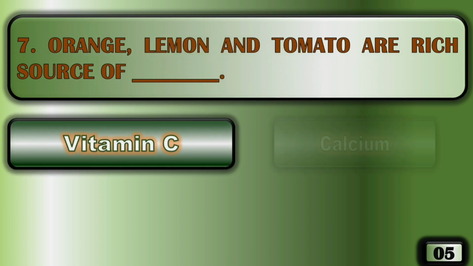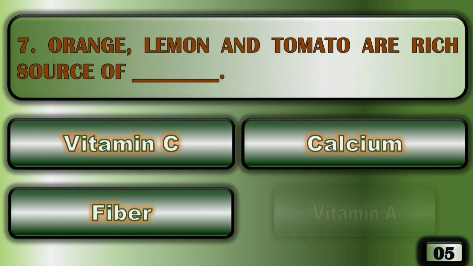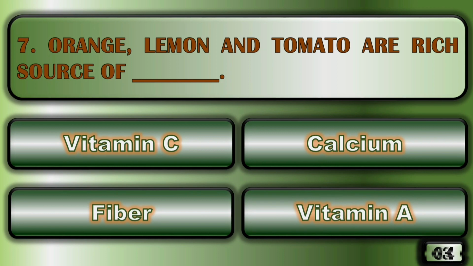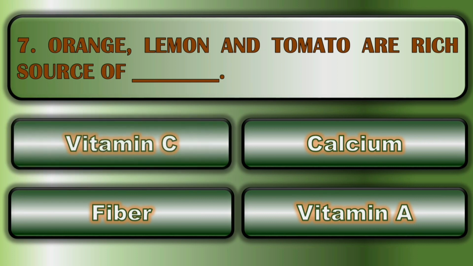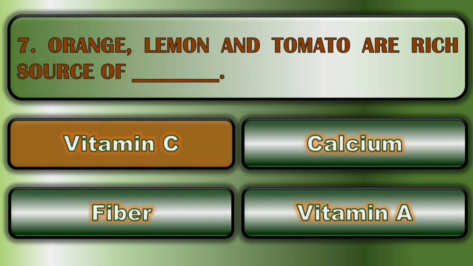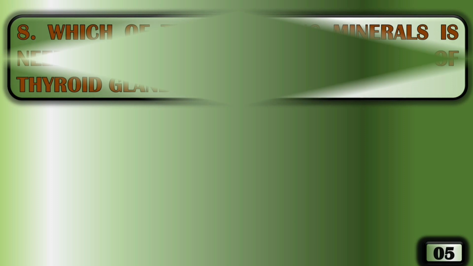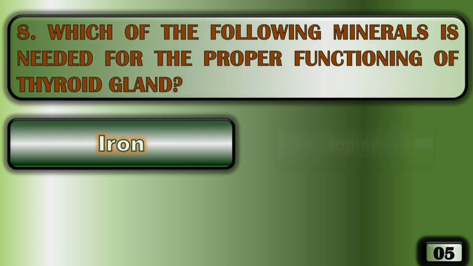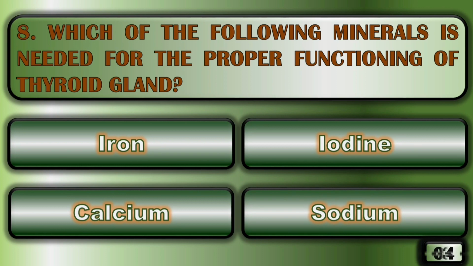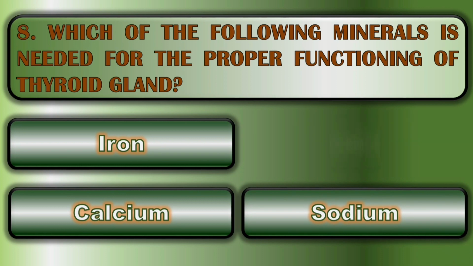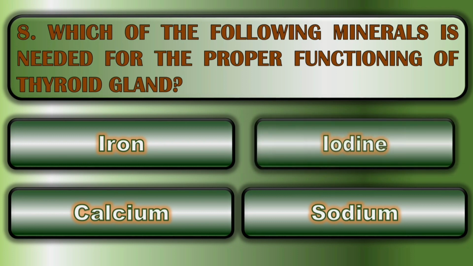Orange, lemon, and tomato are rich source of vitamin C. Which of the following minerals is needed for the proper functioning of thyroid gland? Iodine.